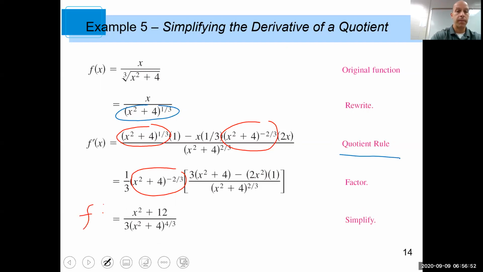Here's f prime. And I wouldn't go any further than that. I mean, if you want to write it as the third root or something, you could, but that's good enough.